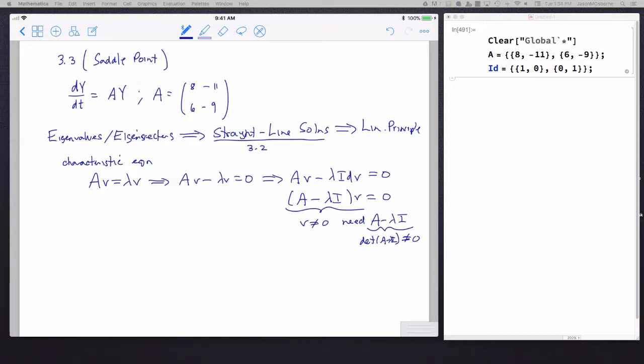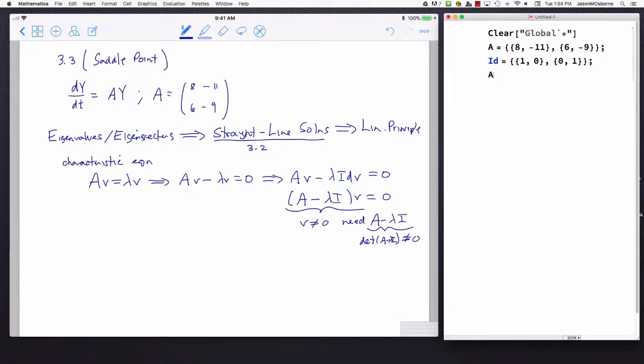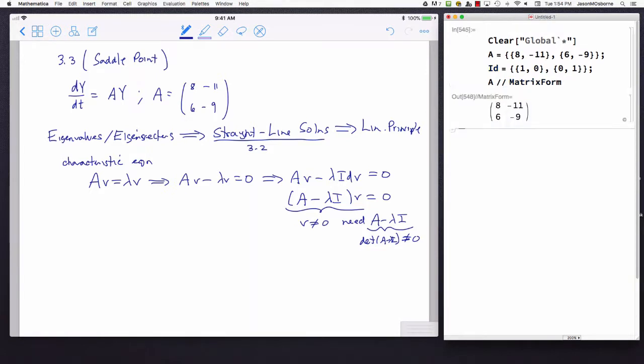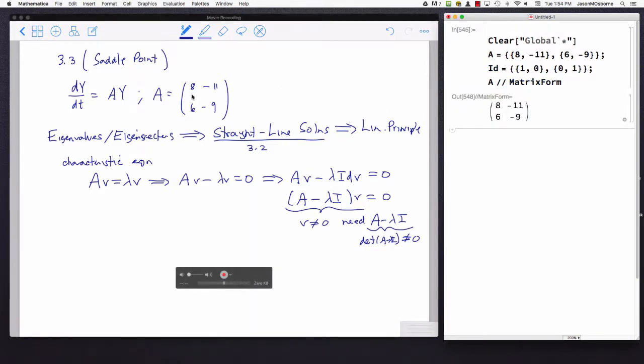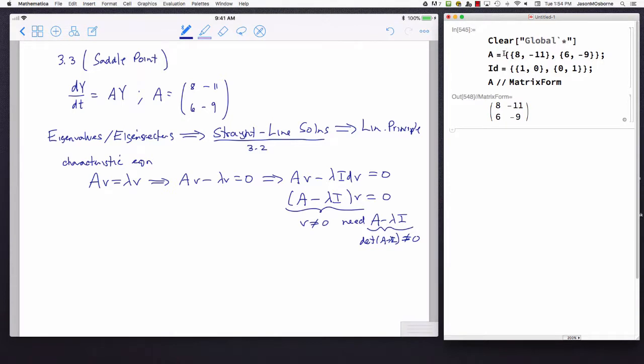On this other side of the screen, just to show those that are trying to do this on the computer, you can define in Mathematica, for example, a matrix A. You can define a matrix called the identity, and you can show that the matrix A looks like what we were saying, 8, negative 11, 6, negative 9. This is how you type in a matrix, and you can convert it to its matrix form. And so it looks like we've got the right system.